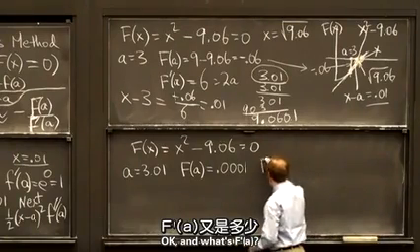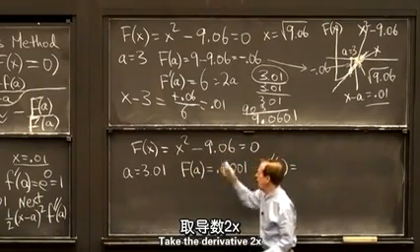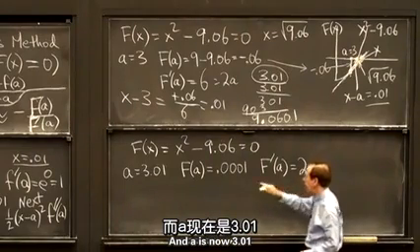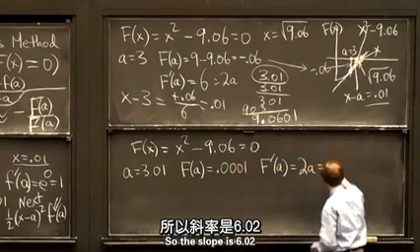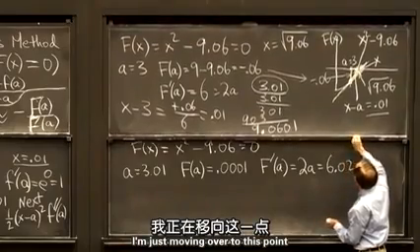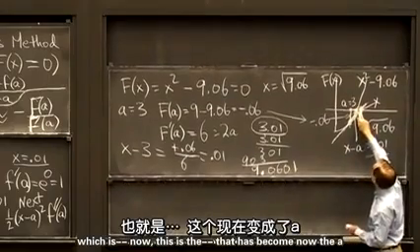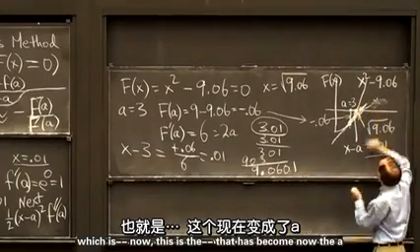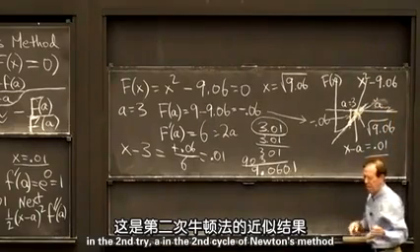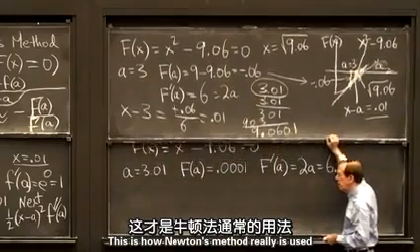Okay, and what's f prime of a? Take the derivative, 2x. At the point a, it's 2a. And a is now 3.01. So the slope is 6.02. You see what I'm doing. I'm just moving over to this point, which has now become the a in the second try, a in the second cycle of Newton's method. This is how Newton's method really is used.